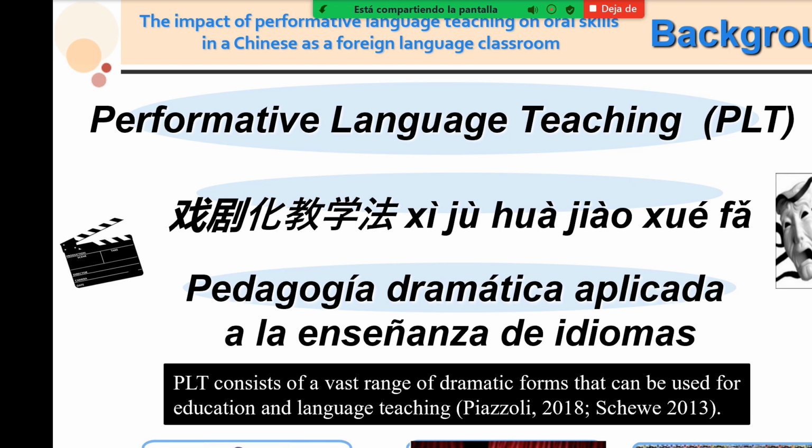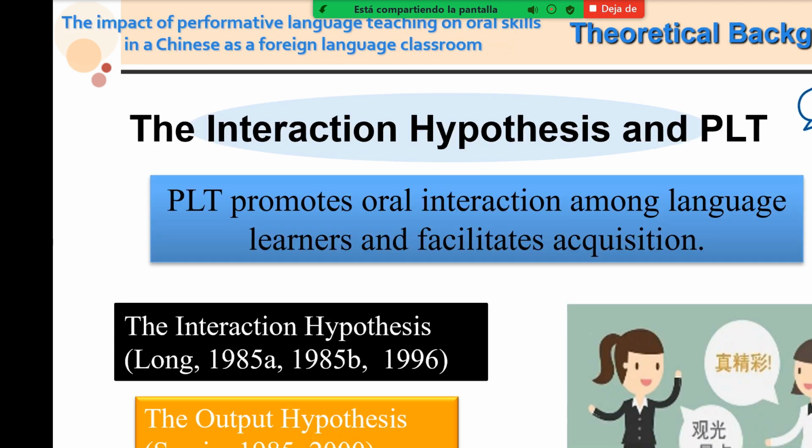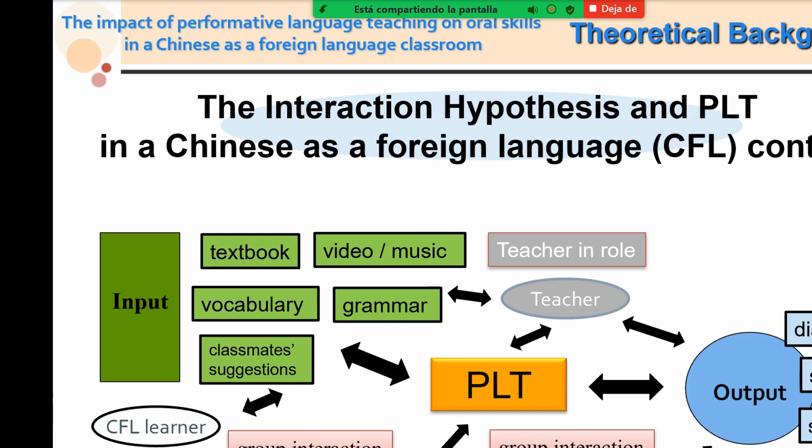So the main concept here is that we have to give students the opportunity to interact, and the basis of this are three famous authors and hypotheses: the interaction hypothesis, the output hypothesis, and the input hypothesis. They believe that by interacting, by talking in the classroom, we promote language learning. So this is a simple diagram of the classroom. We call it PLT from now on.